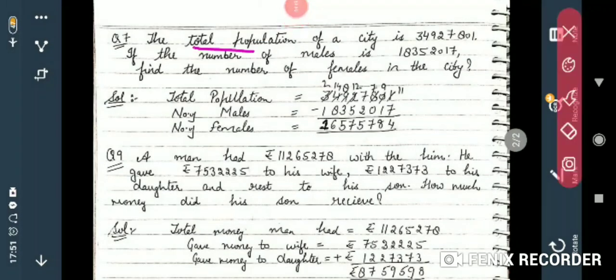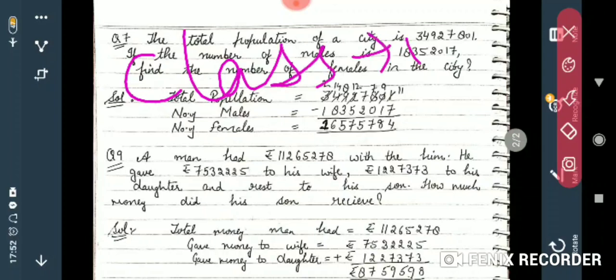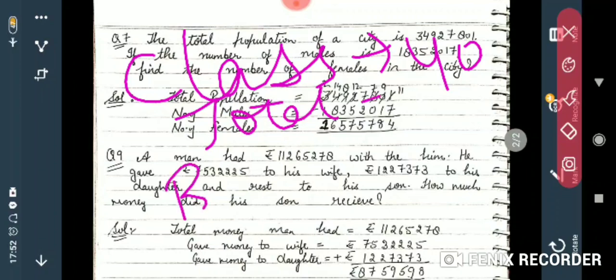Next, the total population of a city is 3,49,27,801. So total population is given. Total means, for example, the total population of Jangirabat is given. Or you can take any example. If the number of males is this much, find the number of females in the city. For example, in class, how many total students are there? 40 total. Okay, so boys are also there and girls are also there. So how many boys are given?